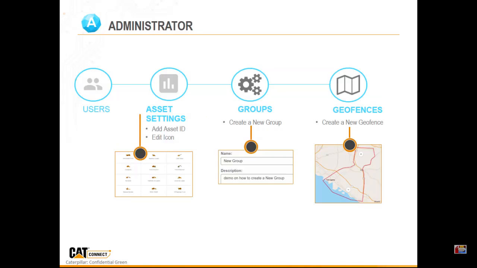To recap, the administrator app is where new users are set up. Asset settings like asset IDs and icons that are displayed for a specific asset can be changed. You can create and edit groups as well as geofences here. There are many more features available within the administrator app, but these are the fundamental items that you should understand at the completion of this training.